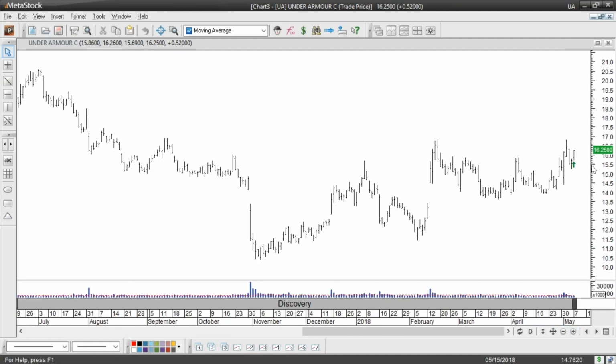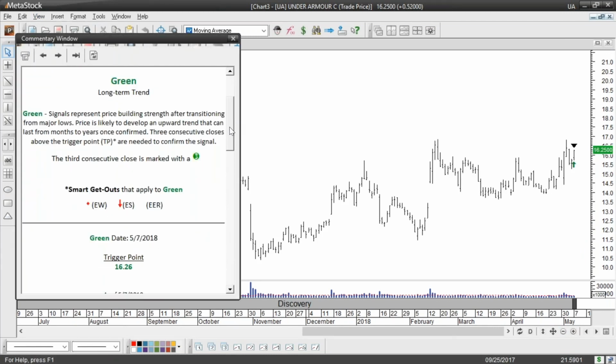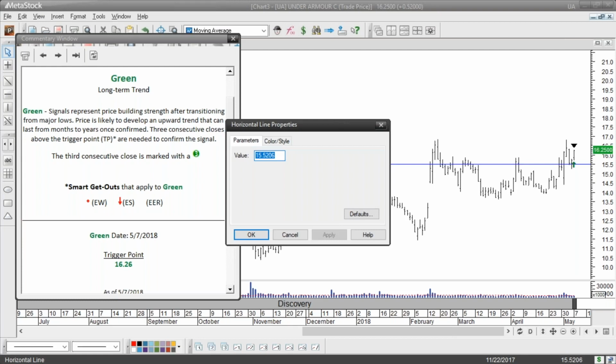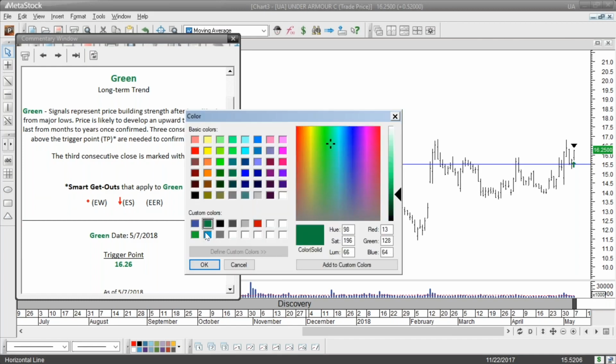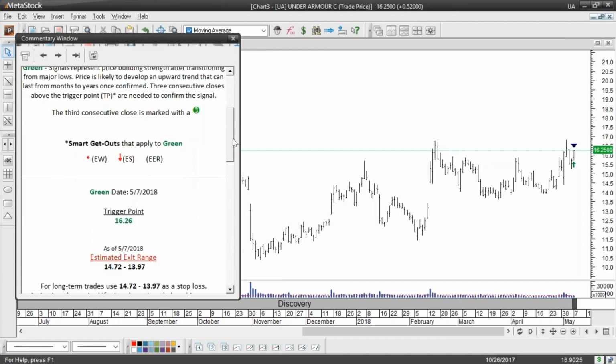So let's walk through our steps. I have the signal. I come up, view, expert commentary. I'm gonna scroll down. My trigger point is 16.26. Let's apply that, 16.26. I'm gonna make it green since that's the color we're working with. Okay, perfect. But now I know where to start the count for our 3 consecutive closes.